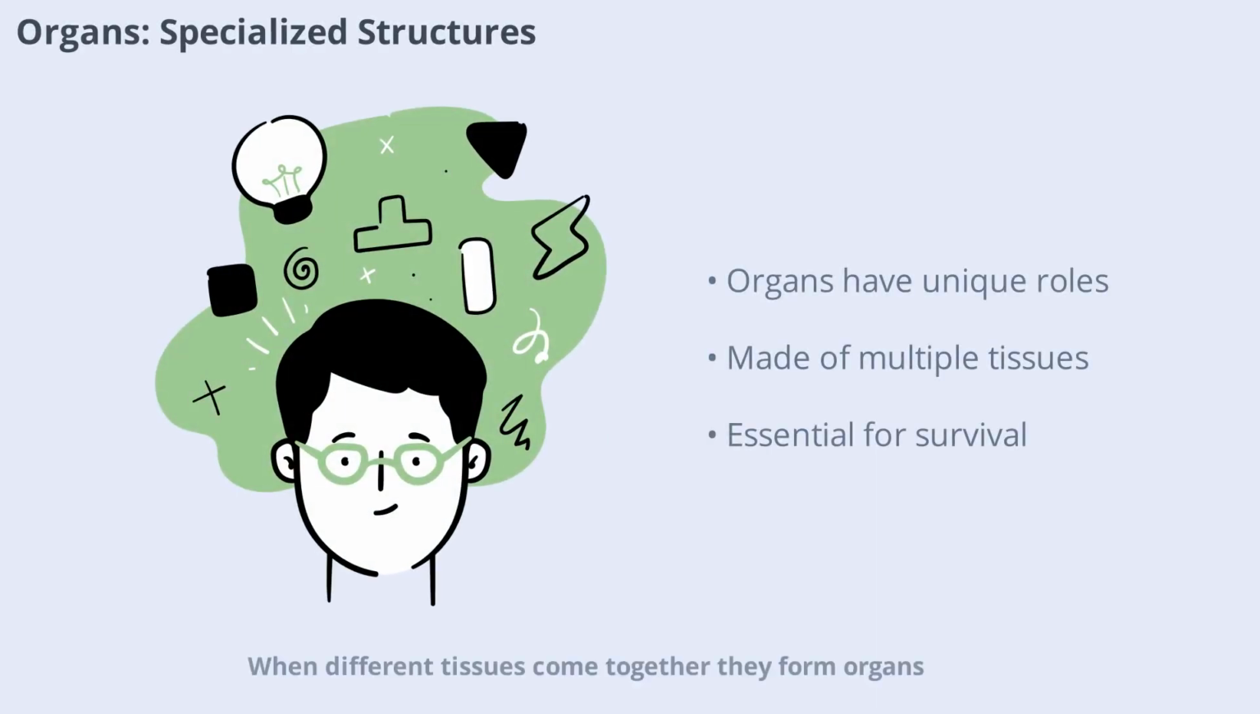When different tissues come together, they form organs. Each organ has a unique structure and function designed to perform specific tasks. For example, the heart pumps blood, the lungs exchange gases, and the stomach digests food. Organs are essential for survival, and their specialized roles ensure that the body operates smoothly and efficiently.